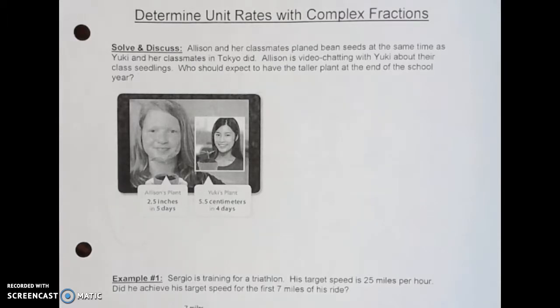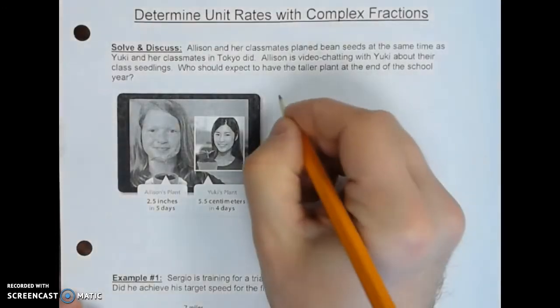And looking at the picture in front of us, we can see for Allison's plant that it grows 2.5 inches in 5 days, and for Yuki's plant, it grows 5 5/10 centimeters in 4 days. And since these are a different number of days, we're going to have to first figure out what their unit rate is per day. So we're going to start with Allison.